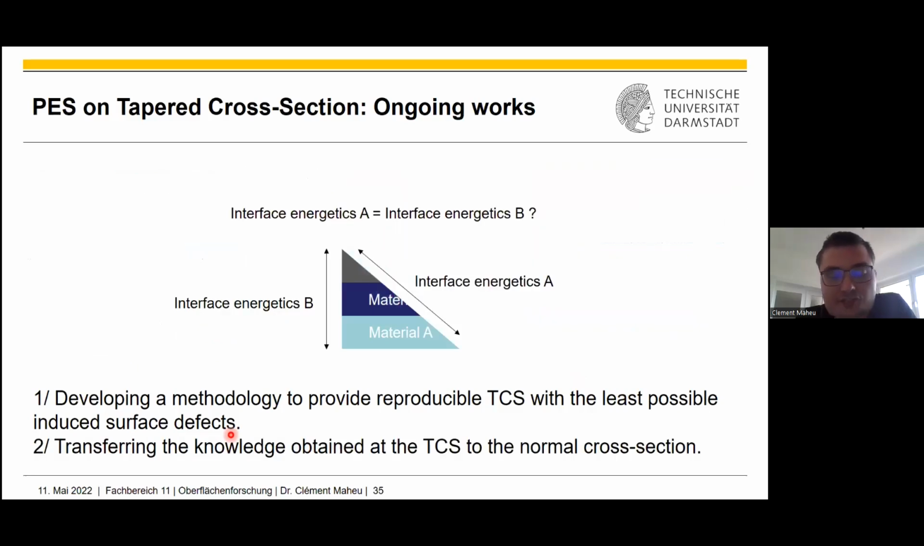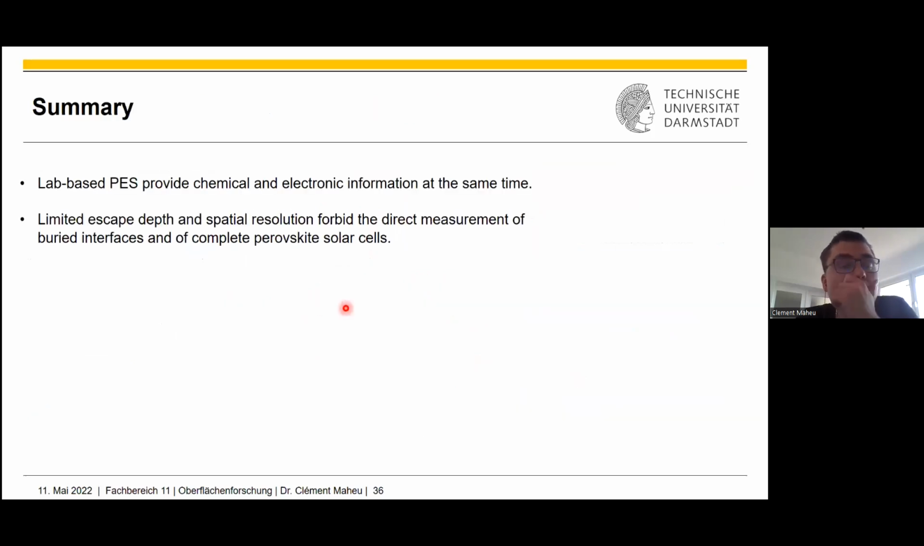And the second thing is to answer the question: does the interface energetics that we measure here on the tapered cross-section, are they the same as on the normal cross-section? Do I have some difference due to the new geometry of the sample, or are they the same and you can fully transfer all the knowledge that you get here to here?